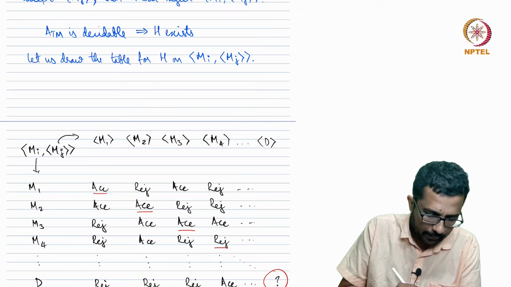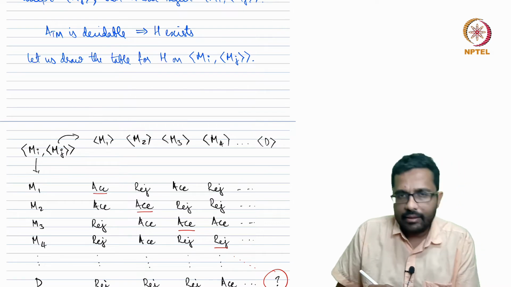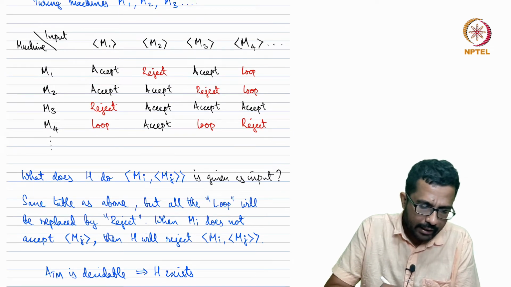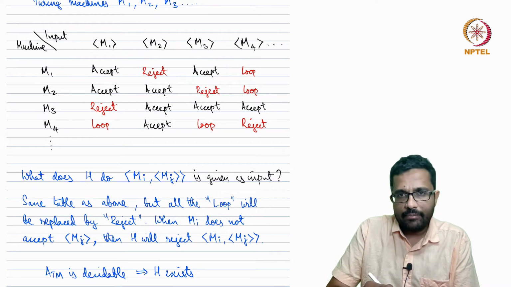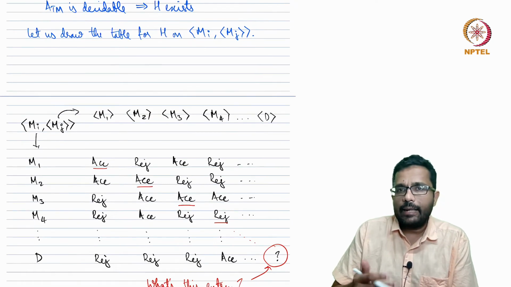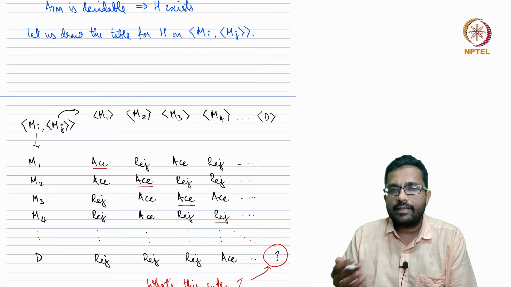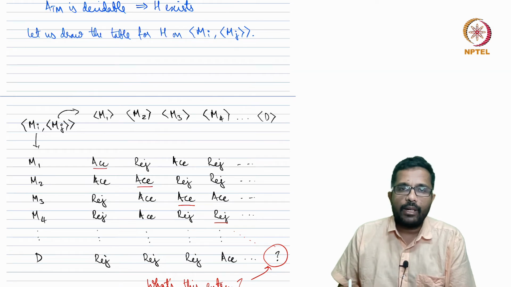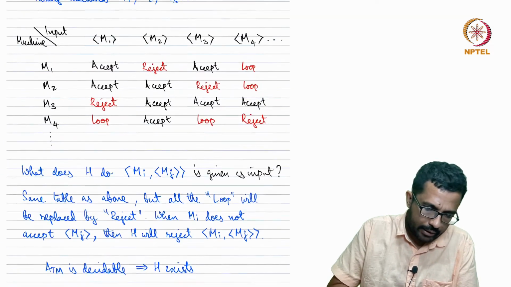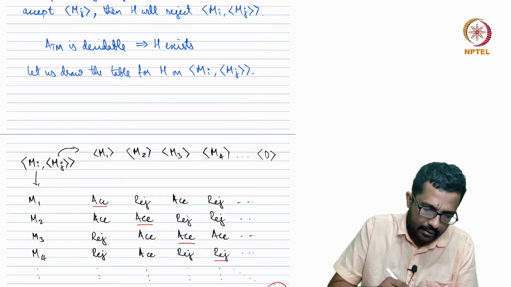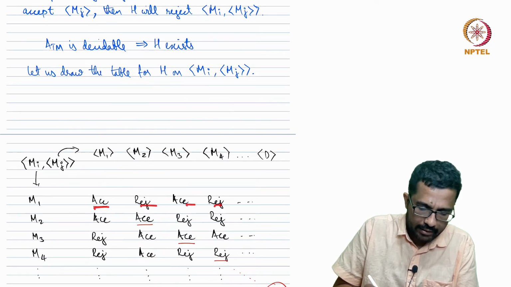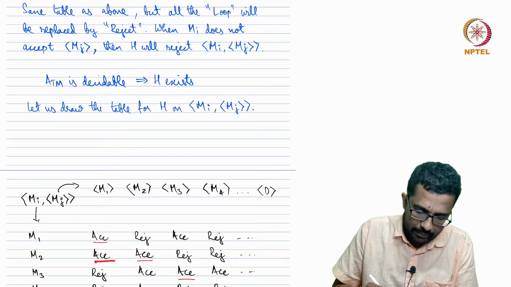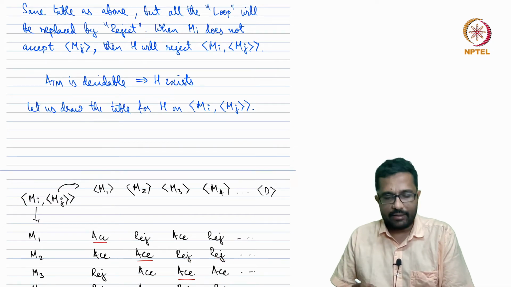The rows indicate Mi and the columns indicate the description of which Turing machine. It's the same table as before, just that whenever Mi loops on Mj, we say H rejects Mi, Mj, because H does not loop, H is a decider. Mi looping on Mj means Mi does not accept Mj, so H rejects. So it's the same table: the first row is accept, reject, accept, reject. The second row is accept, accept, reject, loop, and over here we have accept, accept, reject, reject. So loop is replaced by reject.